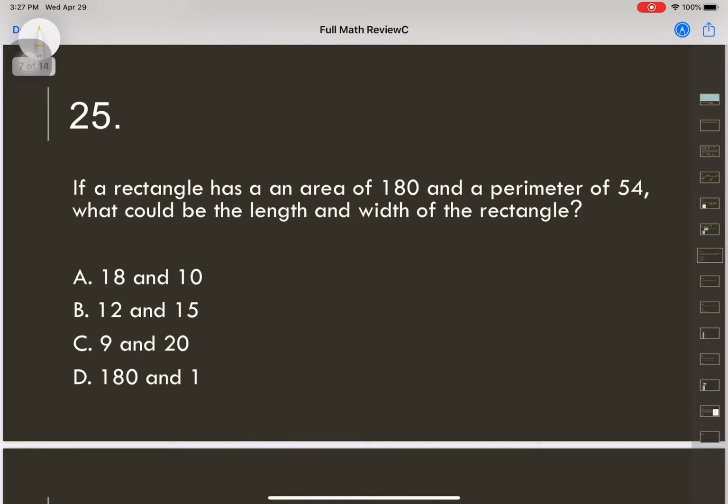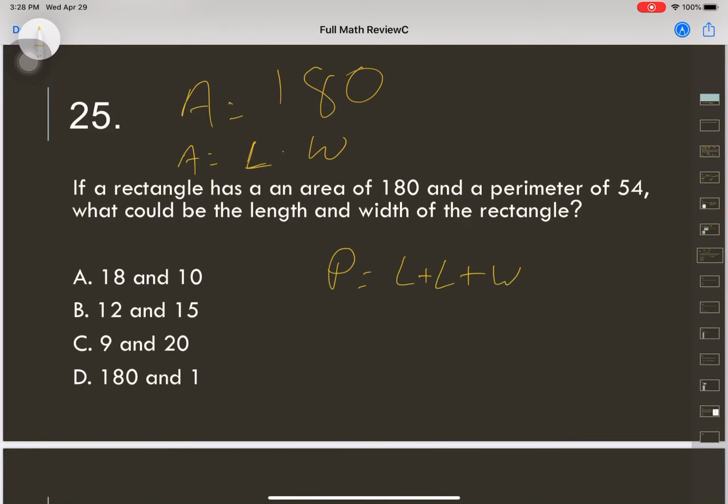If a rectangle has an area of 180 and a perimeter of 54, what could be the length and the width of the rectangle? So the area is 180. Area is length times width. The perimeter is length plus width, or twice the length plus twice the width, either way. So the perimeter has to be 54. If that is true, these are one of those where there's going to be more than one correct answer on one way or the other way. That's just how they set these up.